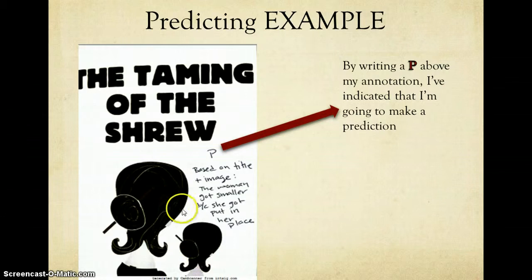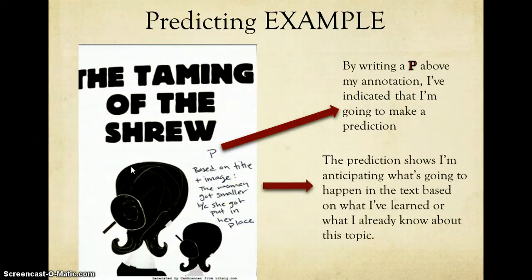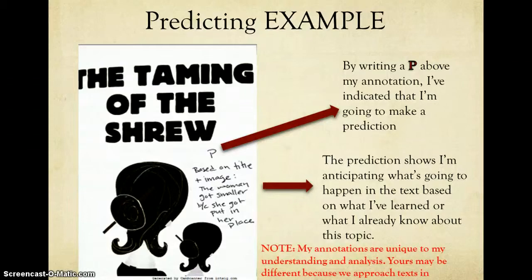I'm predicting that the woman, because I'm predicting that these are the same woman, got smaller because she got put in her place. So I'm using the title, Taming I know means to control. Shrew I know refers to a certain type of female, and it's not necessarily a good term. So based on that title and based on the image here, this is the prediction that I came up with, right? So it shows that I'm anticipating what's going to happen in the text based on what I've learned or what I already know about the topic. Before I continue, I want to note again that my annotations are unique to my understanding and analysis. Yours may be different because we approach text in different ways, and that's okay.